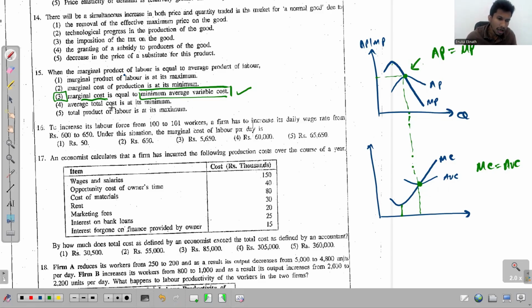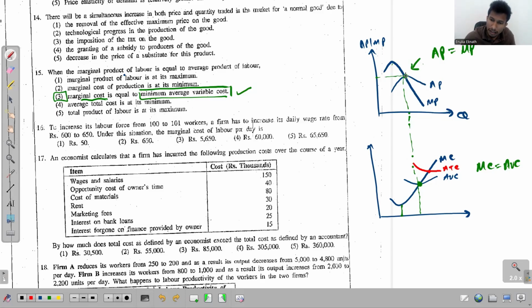Look at the fourth one. Average total cost is at its minimum. No, the average total cost curve will be somewhere here, right? It will take this shape, but its minimum point will lie somewhere here, not at this given point. The fifth one, total product of labor is at its maximum.